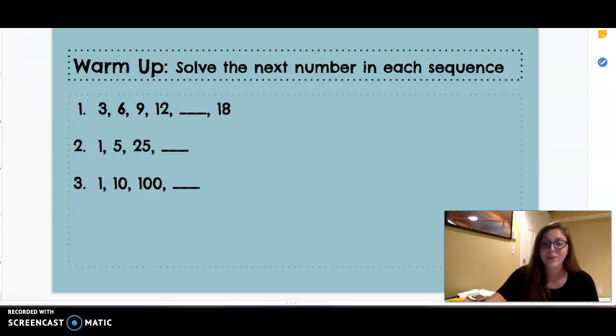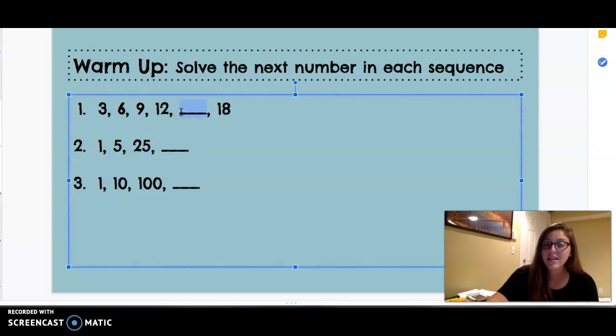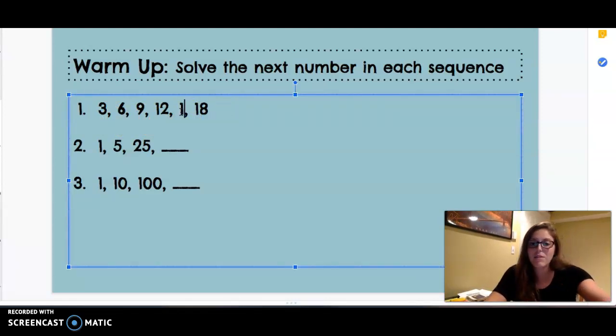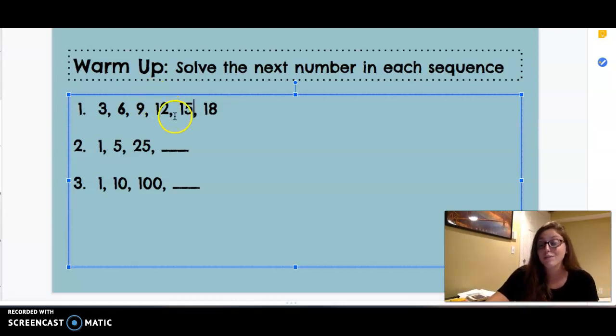Okay, so we have three problems here that we need to work on. Our first sequence here: 3, 6, 9, 12, blank, 18. I think we all gathered this is skip counting by threes. So if it's skip counting by threes, I know this missing spot has to be 15, because 12 plus 3 equals 15, and 15 plus 3 equals 18. So the correct answer would be 15.